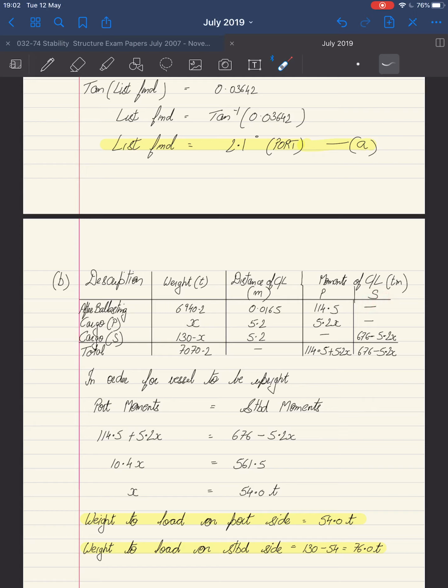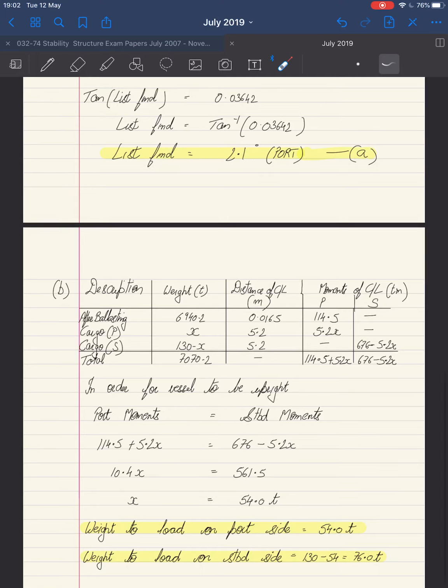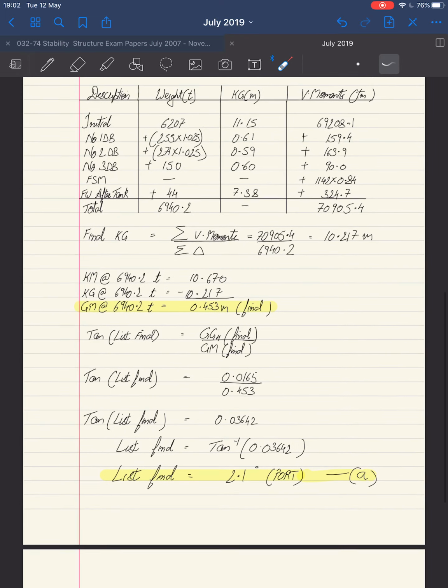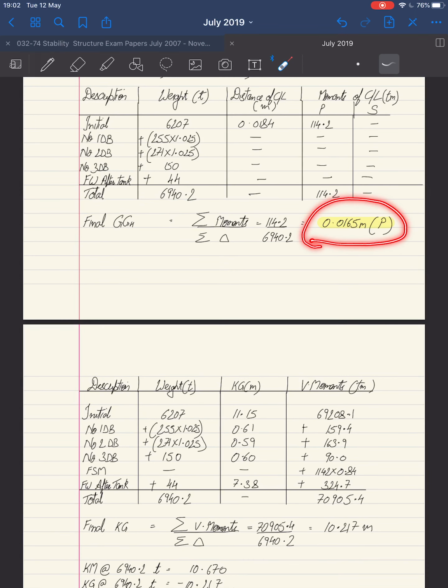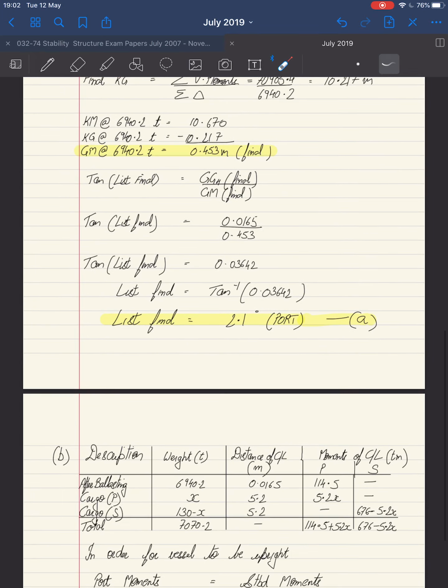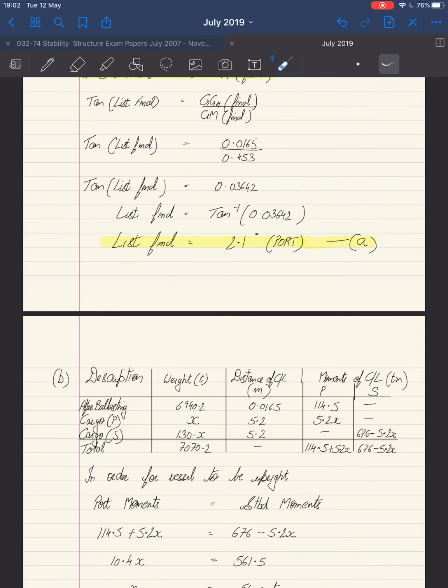We'll make the first entry, which is after ballasting. After ballasting, the weight was 6940.2 tons, and distance of center line was 0.0165 meters. This is the value which we had obtained earlier as the GGH. If we look before, this is the same value which we had obtained when we were solving the above table.